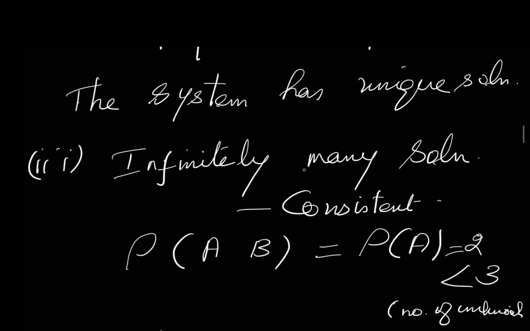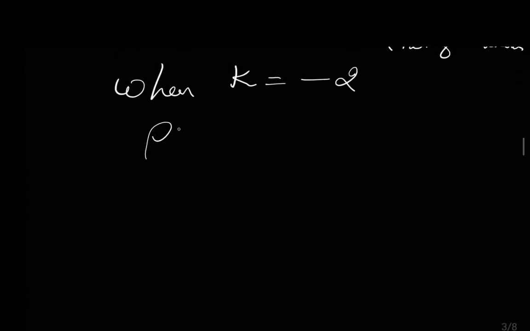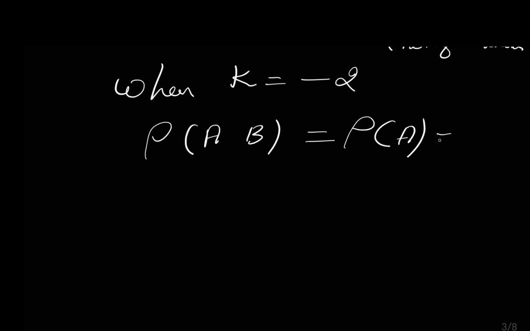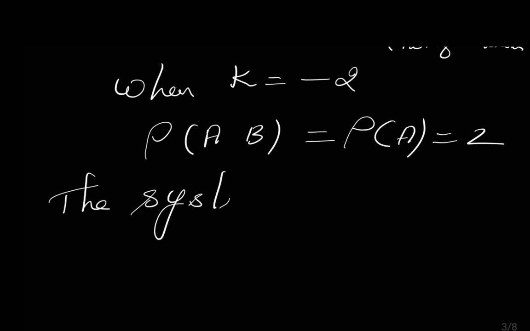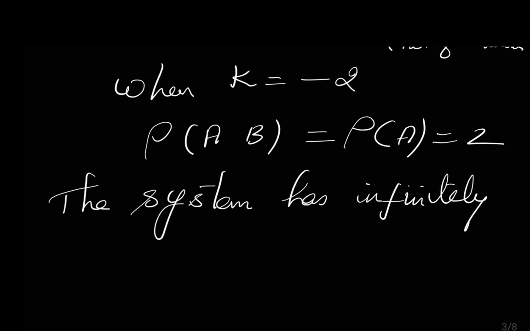Therefore, rank of AB is equal to rank of A, and their rank is 2. So the system has infinitely many solutions for k equal to minus 2.